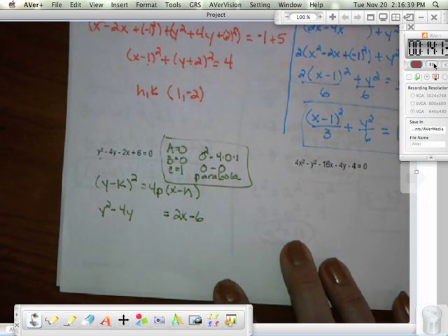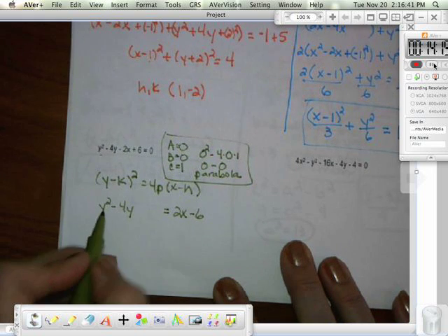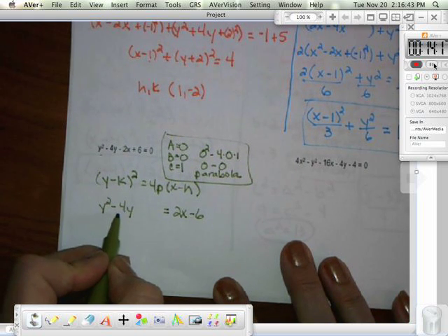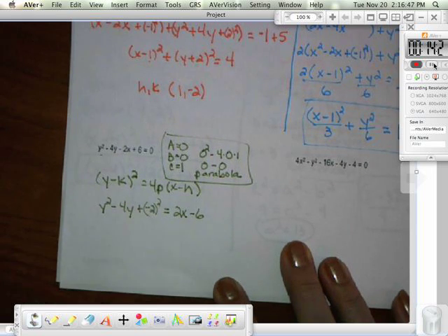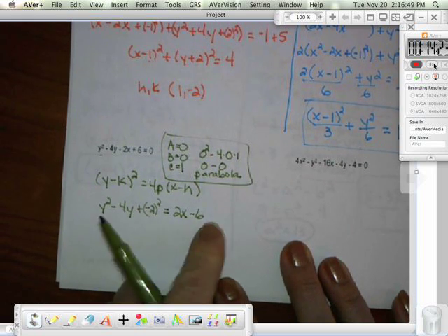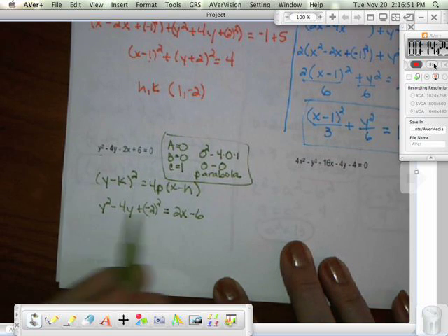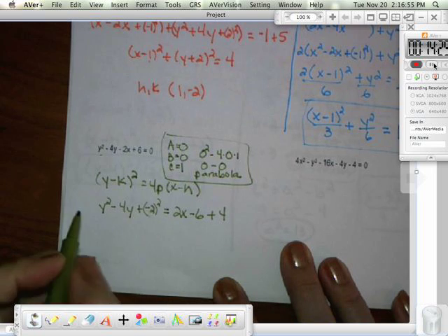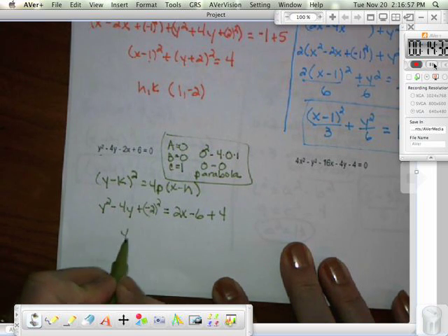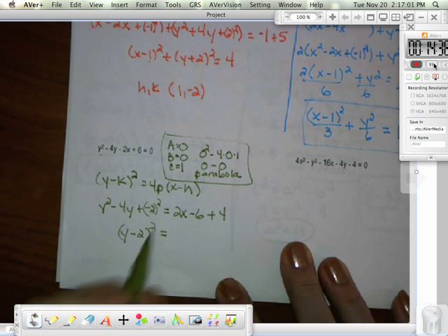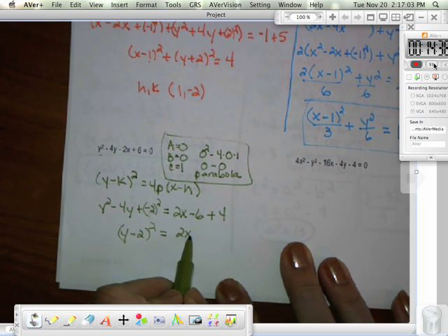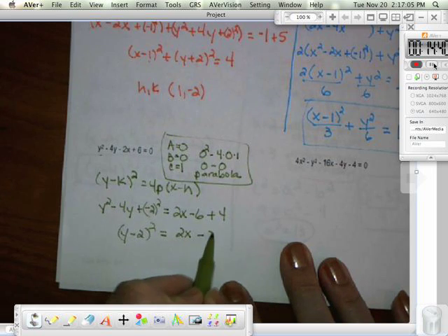All right, let's complete the square with this. If I cut this in half and square it, I'm going to be adding in a negative 2 squared. Obviously, you have to add the same thing to the other side. It's just going to be adding 4. And let's write this a little prettier. This now becomes y minus 2 squared equals 2x minus 2.